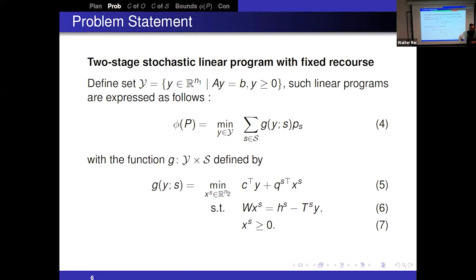Because they are the recourse actions. They are how we react based on the specific scenario that is observed, okay? And what we have here is a linear program, right? So all of the constraints are linear.